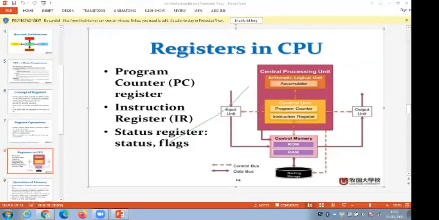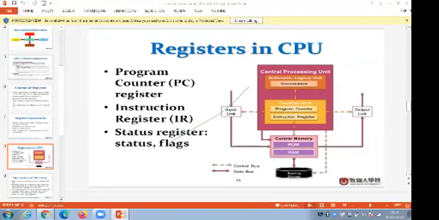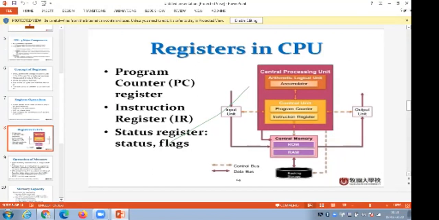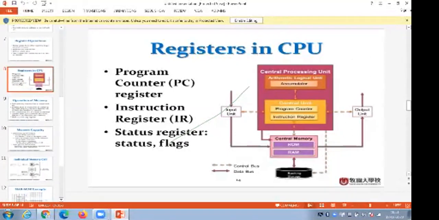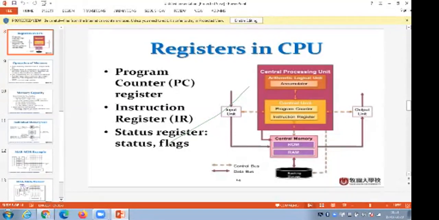So in the registers of the CPU, how many registers do we have altogether? 4 registers. 1 register, the accumulator, is in the arithmetical logical unit. And the other 2 registers are in the control unit. And the last register is the status register, which shows the status of the symbols we have given.